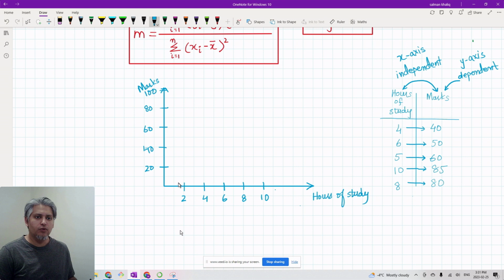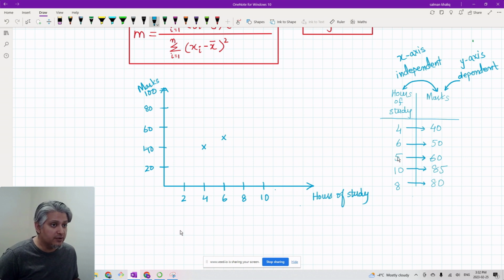The first point would be somewhere here. When the student studied for 4 hours, got 40 points. So my data point would be somewhere here. When the student studied for 6 hours, got 50 points. So 6 hours got 50 points. It would be somewhere over here.